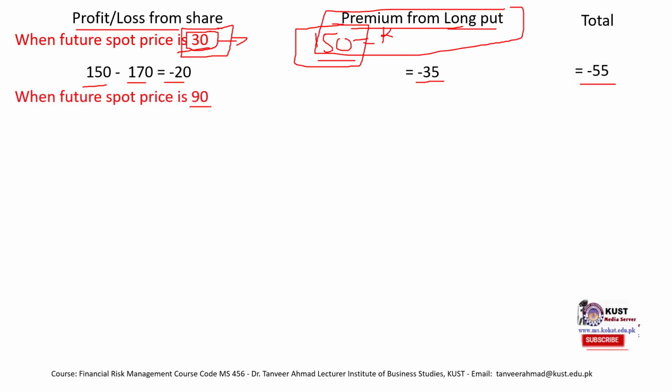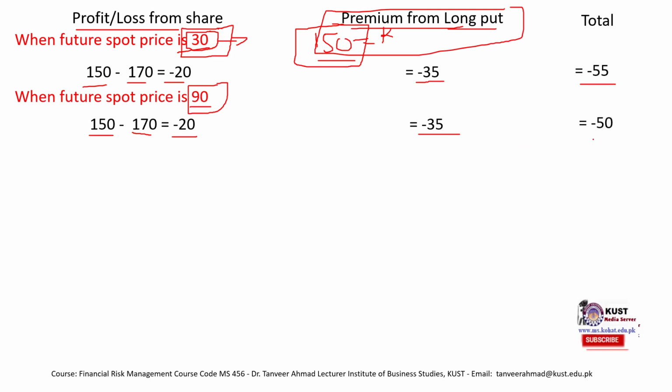What if the market price is 90? Again, would you sell it at the market price of 90, or would you sell it at 150? You would sell it at 150. You have the option. So your selling price becomes 150. Your buying price had always been 170. Your loss from this ownership of stock is minus 20.